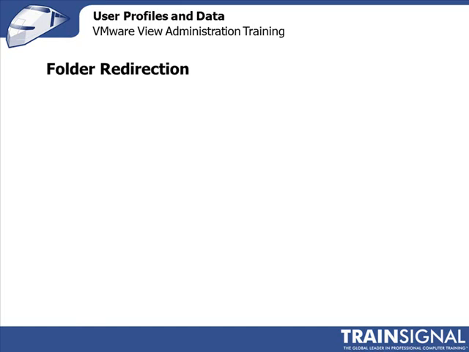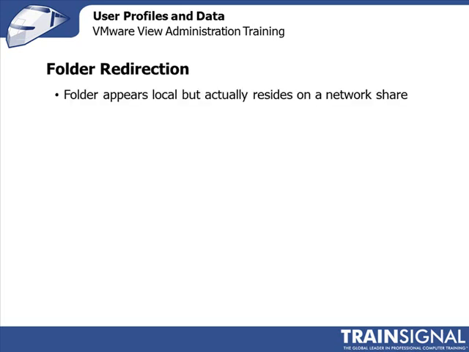Folder redirection is important within a roaming profile's infrastructure since it helps to eliminate the user's data from the profile itself. Whatever folders you redirect will appear to be local to the end user, but in reality they'll actually be accessing their files across the network. This of course will reduce the size of the user profile.